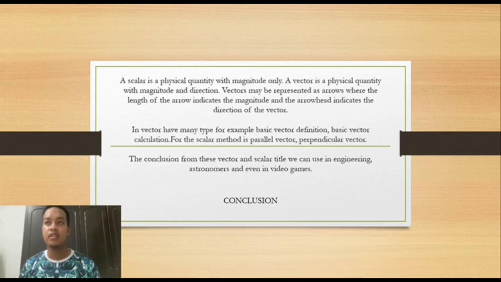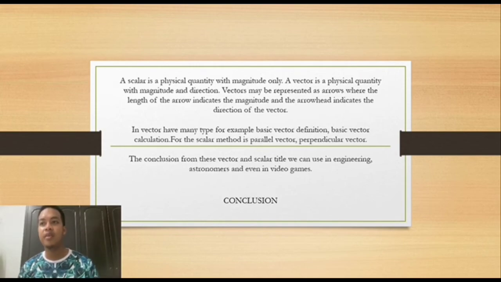The first is a scalar is a physical quantity with magnitude only. A vector is a physical quantity with magnitude and direction. Vectors may be represented as arrows where the length of the arrow indicates the magnitude and the arrowhead indicates the direction of the vector.